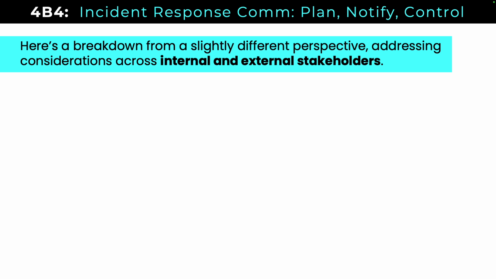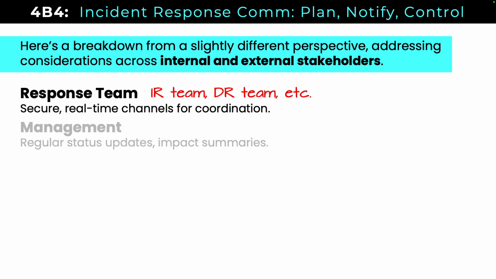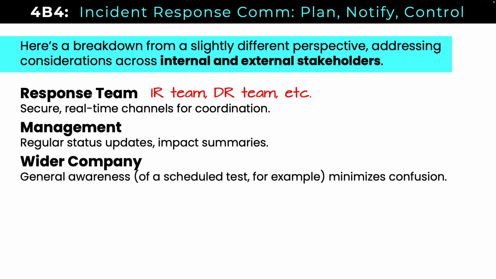So here's a breakdown from a slightly different perspective addressing considerations across internal and external stakeholders. So we have the response team. We need secure real-time channels for coordination. Many times you're going to have an incident bridge call where everybody can join and communicate in real time. So your incident response team or disaster recovery team, etc. Management will need regular status updates, impact summaries in business language that gives them the information they need to make risk-based decisions. The wider company, just having general awareness, for example, of a scheduled test, will minimize confusion.